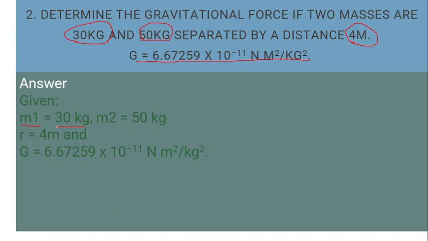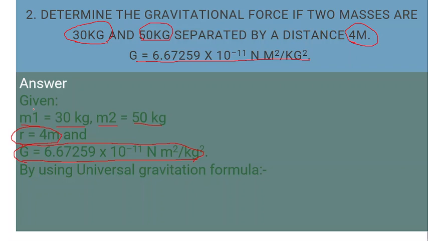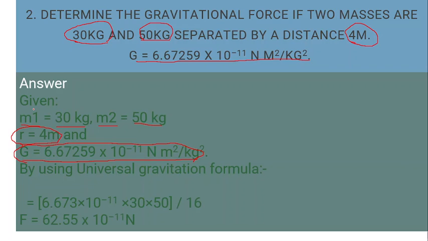Mass 1 is equal to 30 kgs. Mass 2 is equal to 50 kgs. Now the distance, we took R as 4 meters, and the universal gravitation constant capital G. Now this one also we need to solve using the universal law. The capital G first, then the first mass, then the second mass. The distance is 4, so 4 squared is 16.